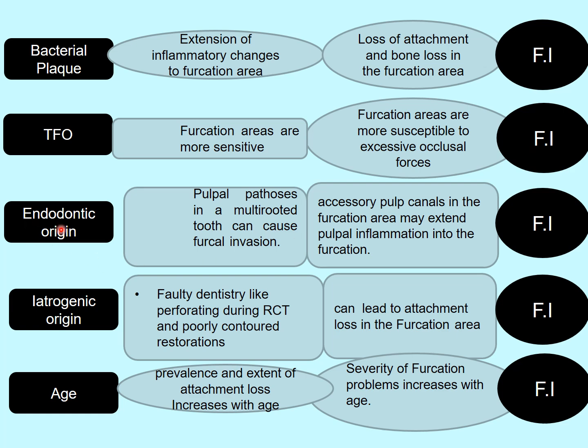Then comes the endodontic origin. You can see pulpal pathosis in multi-rooted teeth. If there is any opening to the furcation area, it can cause furcal invasion. Accessory pulpal canals in the furcation area may extend this pulpal inflammation to the furcation. So in that way, it can lead to furcation involvement.